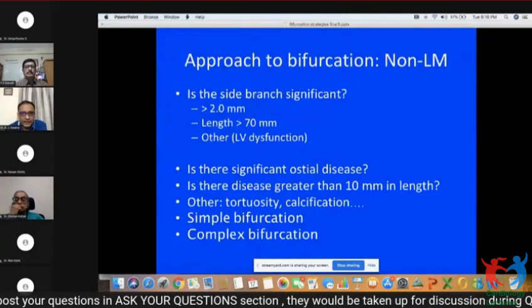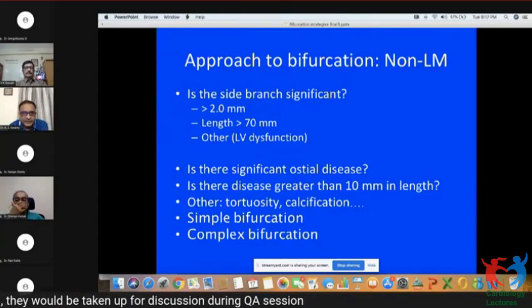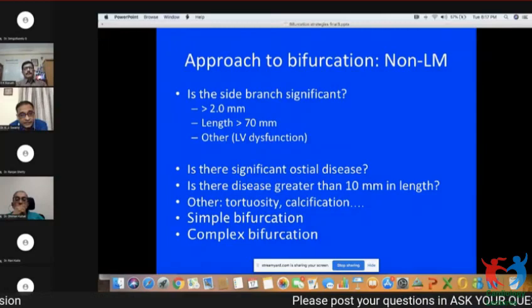Now, approach to a non-left main bifurcation is simple. I'm not going to repeat what has been said. Is the side branch significant? Is it more than 2? Length more than 70? Does the patient have LV dysfunction? This is an important determinant. Sometimes a smaller side branch may be very important in a patient who's got a small vessel.